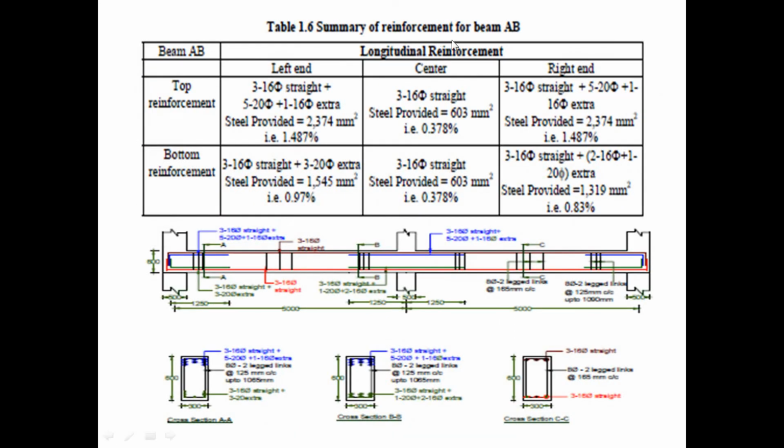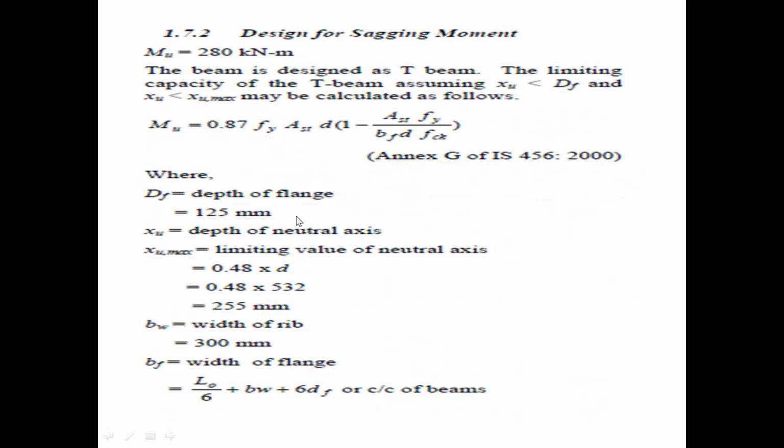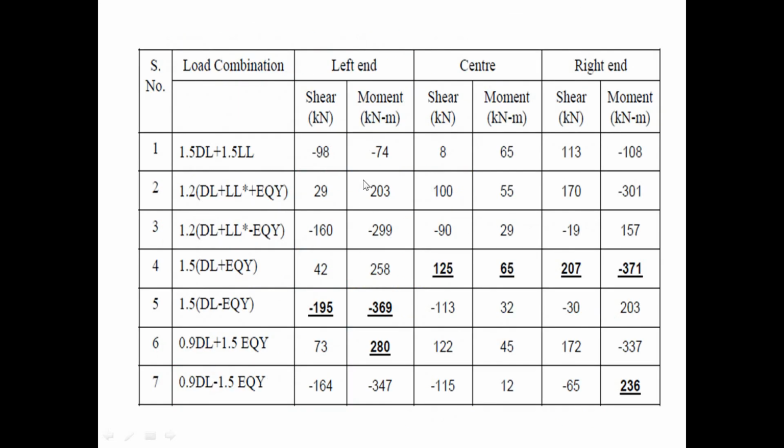Then next is the table of summary. This is the table of summary. We have to provide the details of longitudinal reinforcement on the left side, center and right side. Based on that we have to provide the top and bottom reinforcement. In your examination you may be asked to solve a numerical based on a beam which has a certain high value of bending moment at the left, right and center. So you have to analyze or design your beam for the left-hand support, as well as for the right-hand support and the center support.